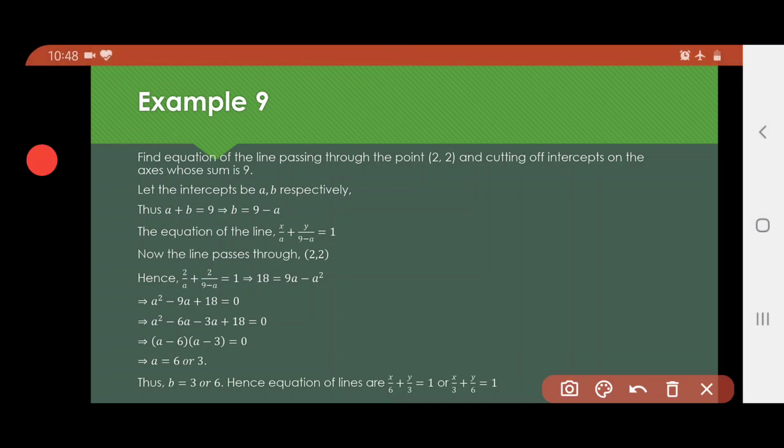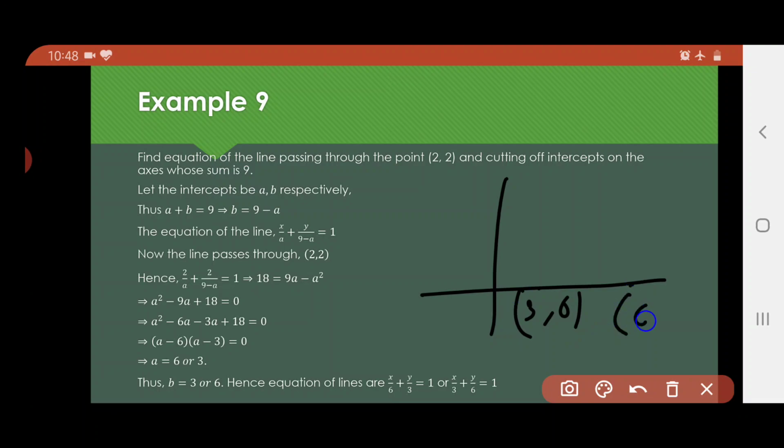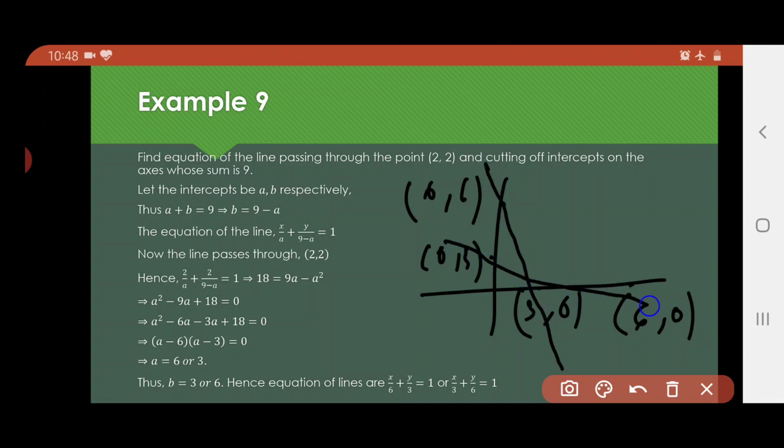So basically the idea is, if this is (3, 0) and here there is (6, 0), here I have (0, 3) and here I have (0, 6). The line will pass something like this. This is one of the lines and this is the other line. I'm really sorry, this is the other line. So this is how it is in both cases: the sum of the intercepts is 9.